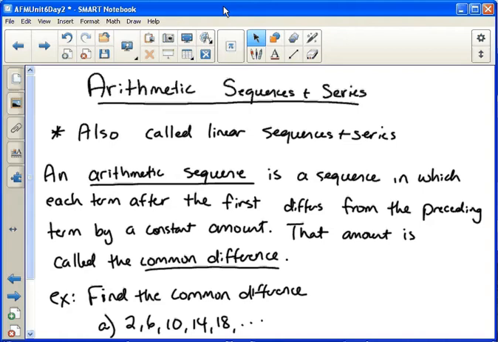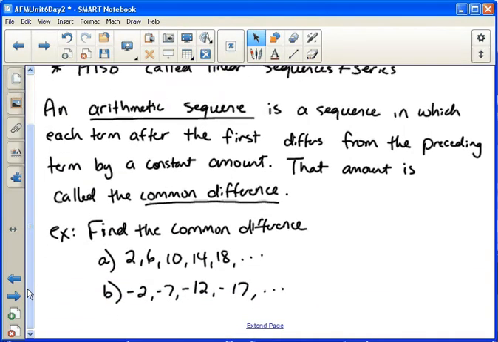So here we have a formal definition written here. It says an arithmetic sequence is a sequence in which each term after the first differs from the preceding term by a constant amount. That amount is called the common difference. So again, all that really means is you are adding or subtracting the same number over and over. And that number that you are adding or subtracting is called the common difference. So let's first make sure we understand the common difference by looking at these two down below.